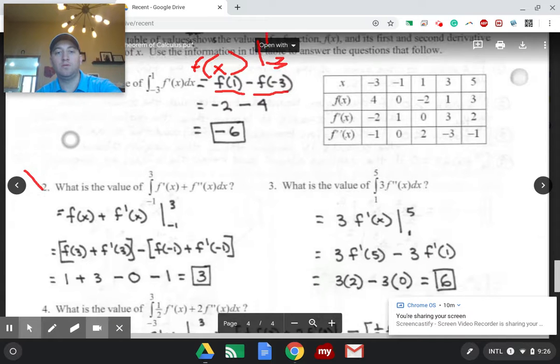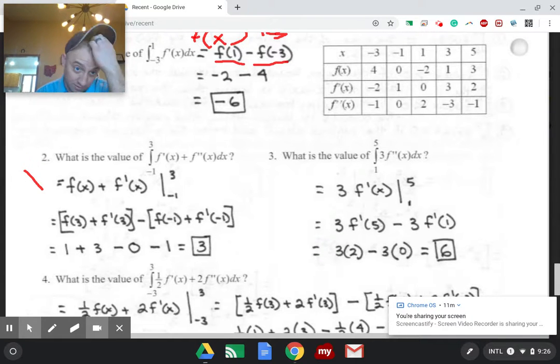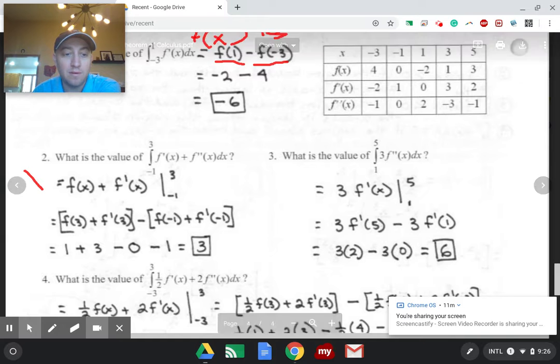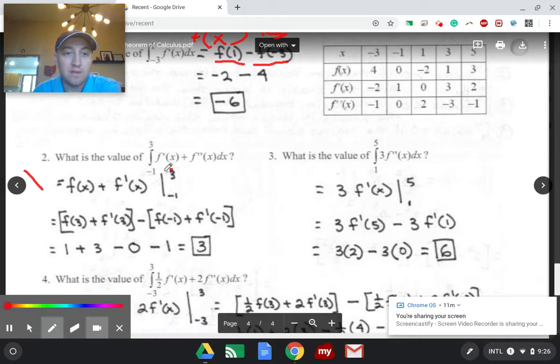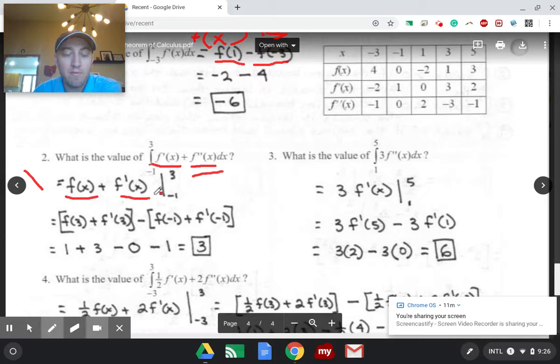Question number 2, what is the value of the integral from -1 to 3 of f prime of x plus f double prime of x? So the antiderivative of f prime of x is f of x. The antiderivative of f double prime of x is f prime of x.